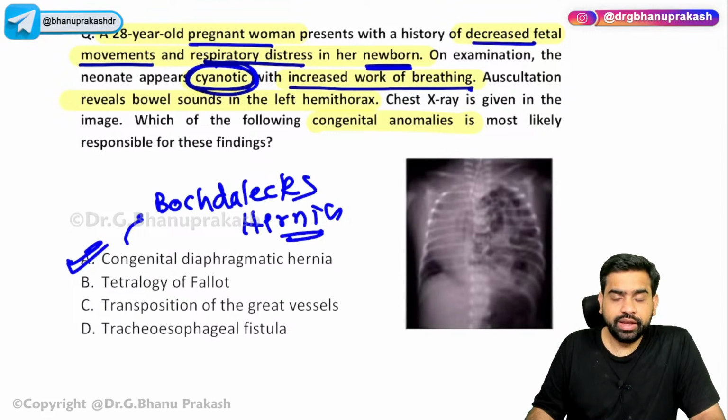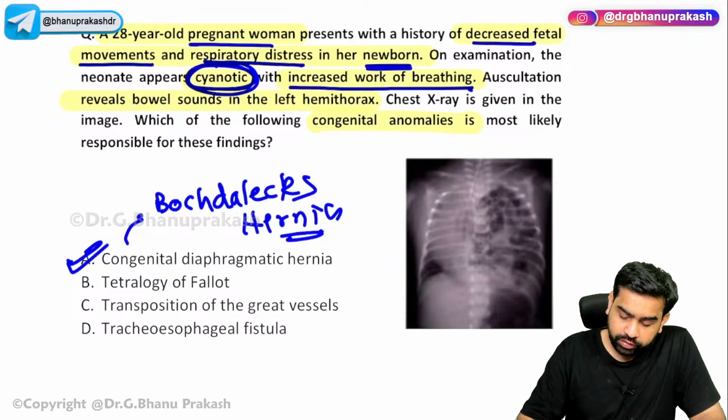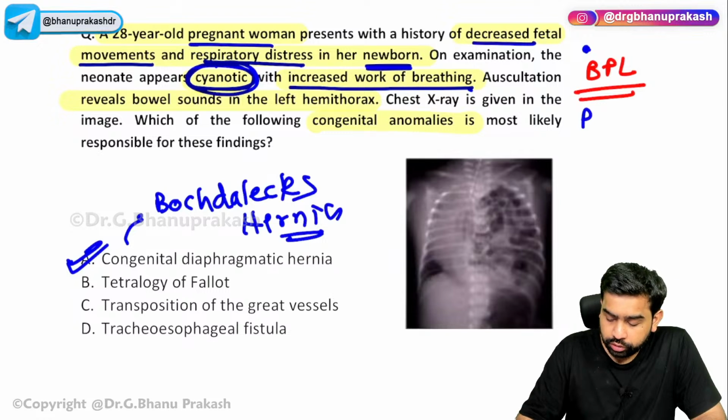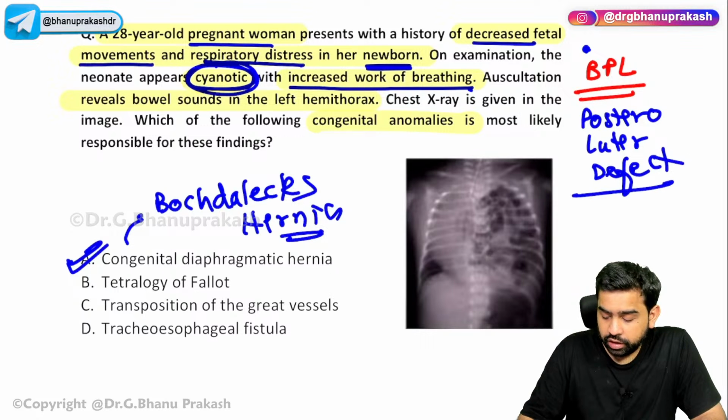Now, is this more common on the left side or the right side? On the X-ray, it is shown on the left side, but overall, is it more common on the left or the right? You can remember this with the mnemonic BPL: Bochdalek hernia is a posterolateral defect, which is more on the left side as compared to the right side.